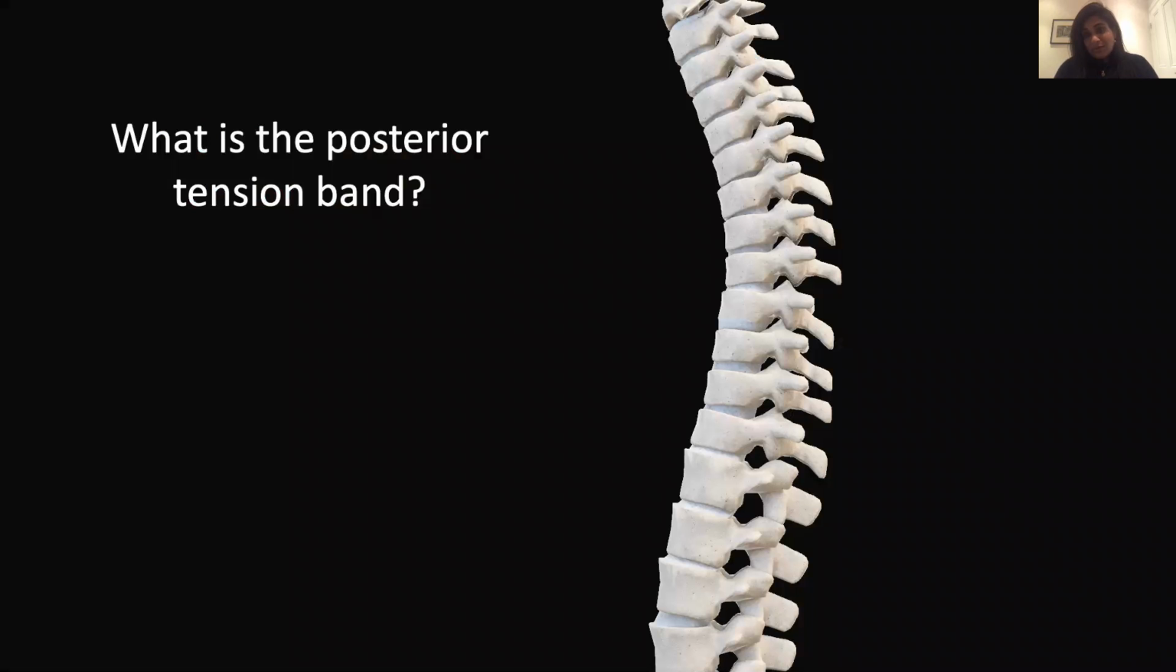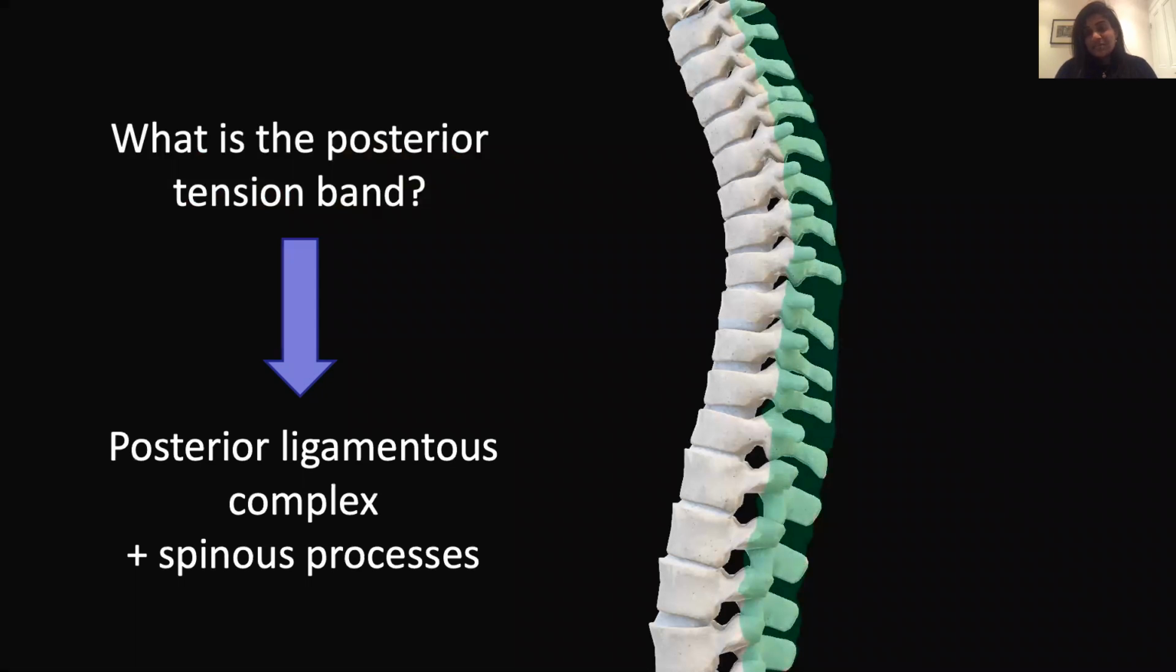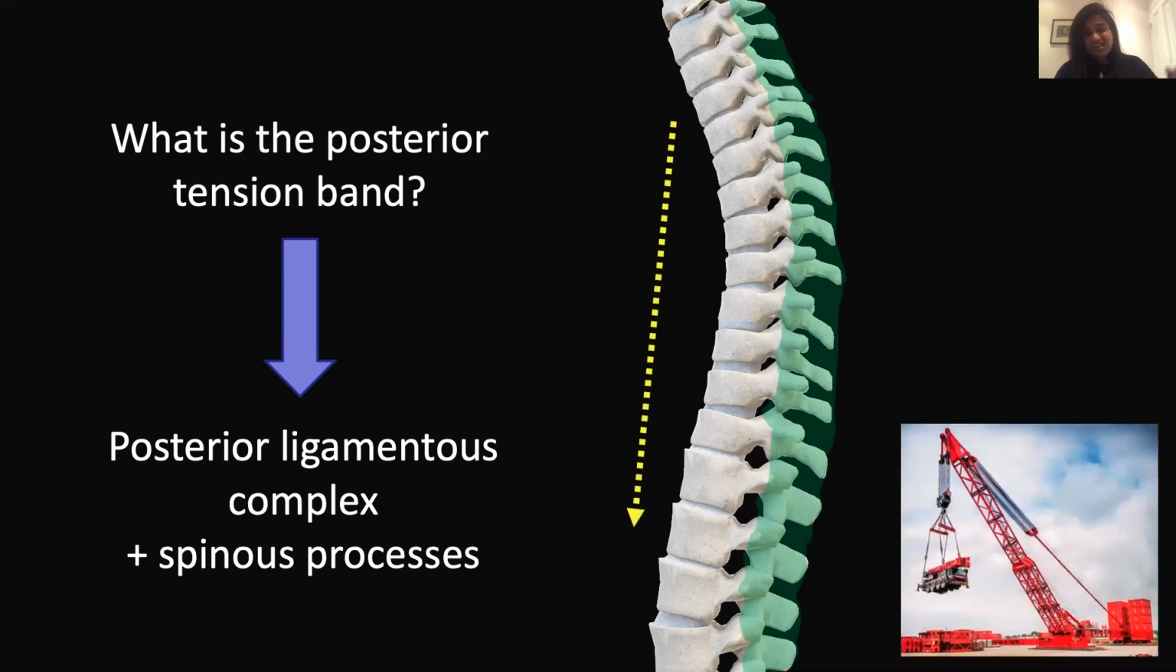So what is the posterior tension band then, when we hear people talking about this posterior tension band? Well, essentially that is the posterior ligamentous complex together with the spinous processes. Now, if you think about the mechanical structure of the thoracolumbar spine and how you have the normal thoracic kyphosis and the lordosis, you have an anteriorly displaced center of gravity that essentially creates a compressive force downwards on the spinal vertebra. So that's this dotted arrow.